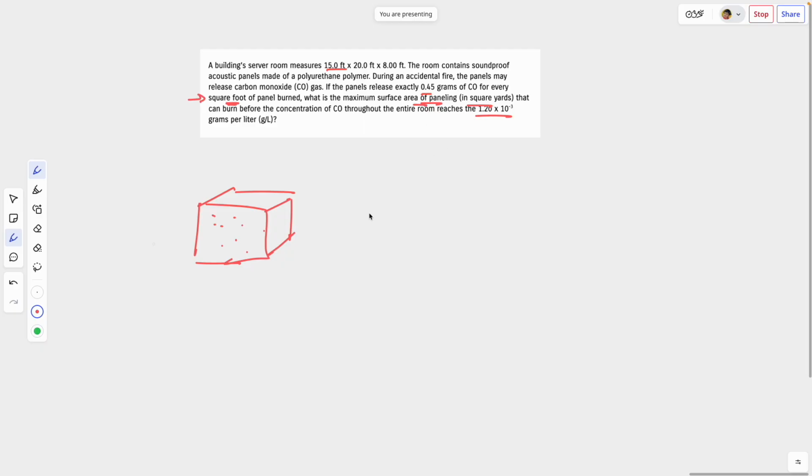So I feel like the problem with this is that many people don't know where to start here because we're given 3 different values, but it makes it easier to start with one of these 3. So notice how one value is given up here, and then this value, this 0.54 grams for every square foot, is basically a conversion factor here. Grams of CO per square foot.